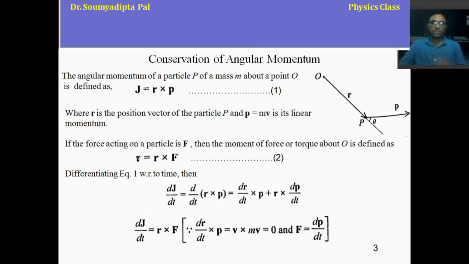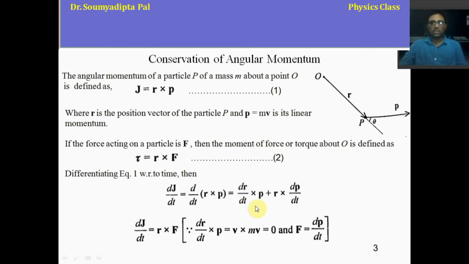That we know. Now if we take the time derivative of this equation 1, we can write dJ/dt equals d/dt of r cross p. If we expand it, the first term will be dr/dt cross p, plus r cross dp/dt. So dr/dt, what is this? This is the velocity, right? And dp/dt is the force applied on that particle.